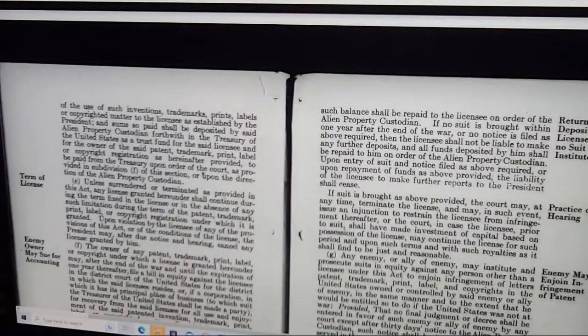If no suit is brought within one year after the end of the war, or no notice is filed as above required, then the licensee shall not be liable to make any further deposits, and all funds deposited by him shall be repaid to him on order of the alien property custodian upon entry of suit and notice filed as above required, or upon repayment of funds as above provided. The liability of the licensee to make further reports to the President shall cease.